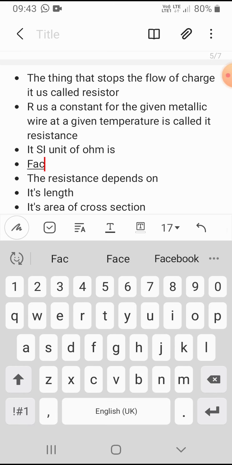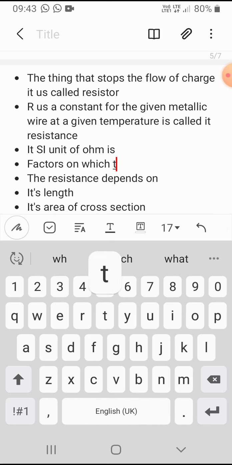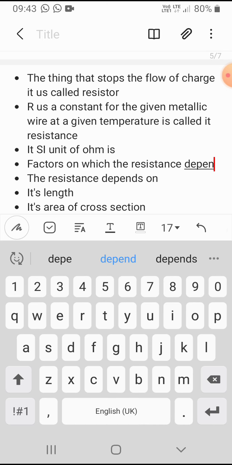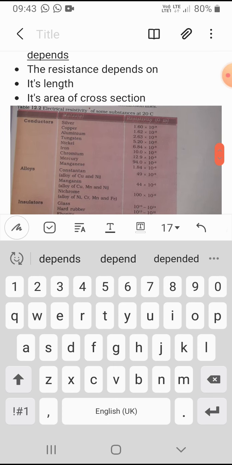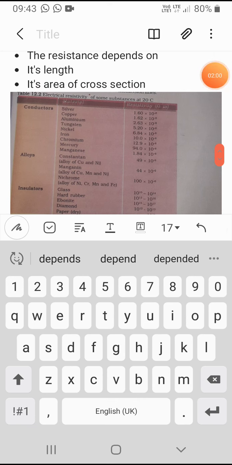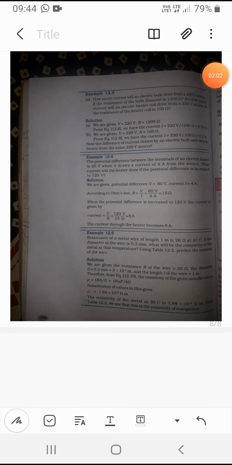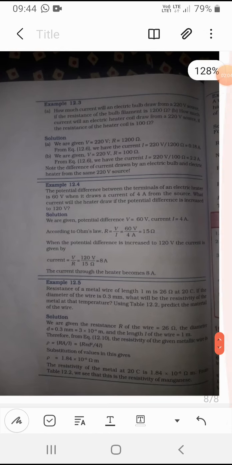These are the factors they may ask tomorrow, the factors on which the resistance depends. If they ask for 2 to 3 marks, on which factors the resistance depends, you have to write all this. These are the sums they have given in your textbook. So let's come to the first sum.